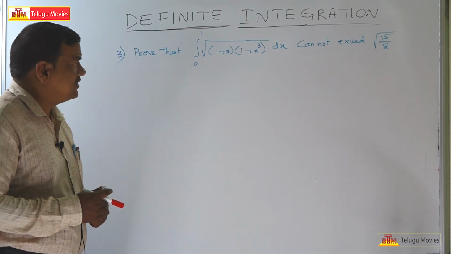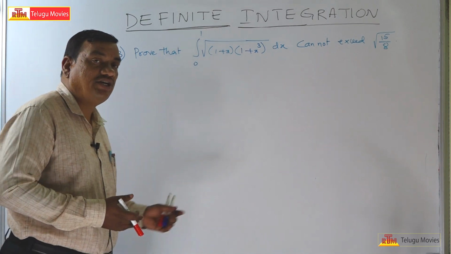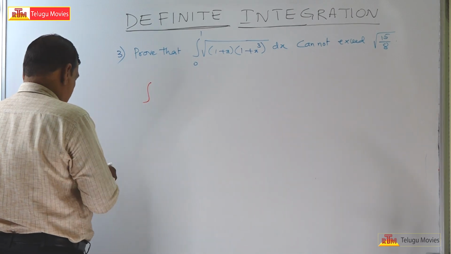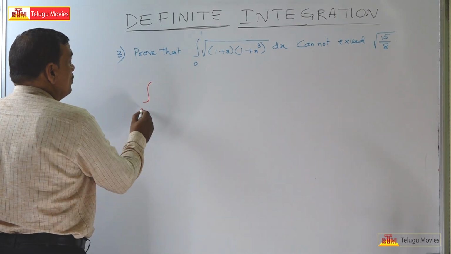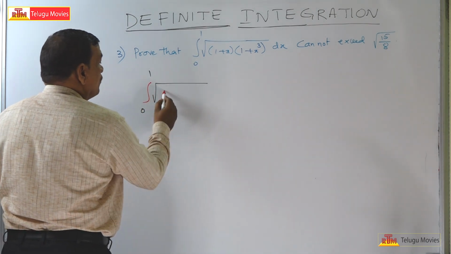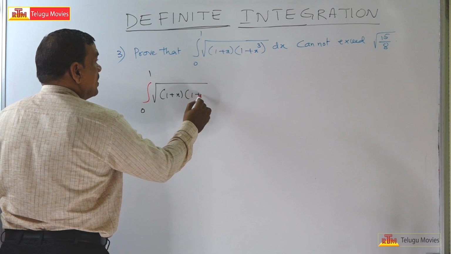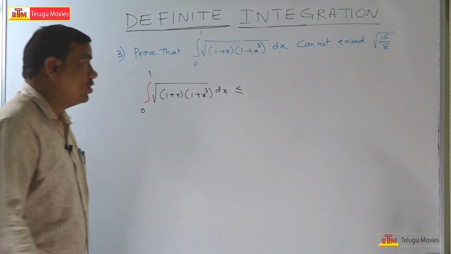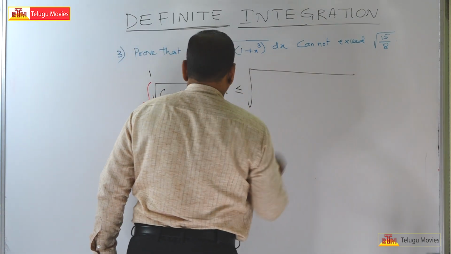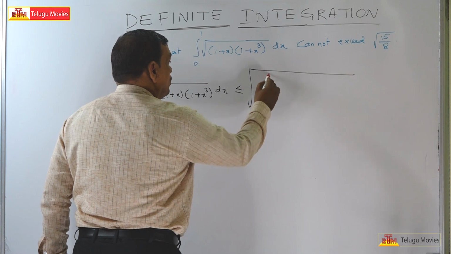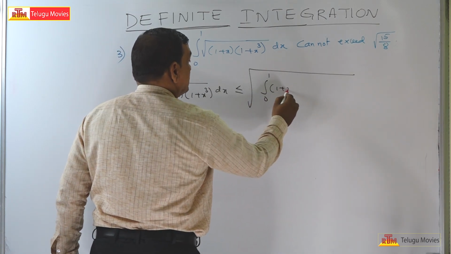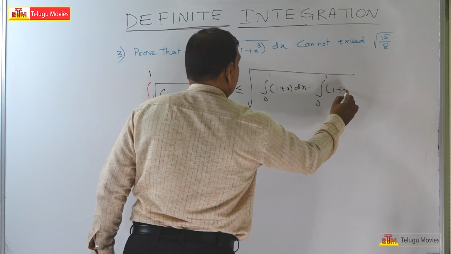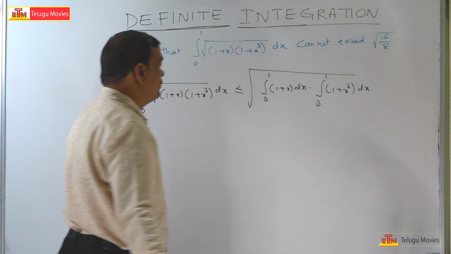For this, we have our result. We have the result, which I explained in yesterday's class. So, what is the result? We have that the integral from 0 to 1 of the square root of (1 plus x) into (1 plus x cube) dx is less than or equal to the square root of the integral from 0 to 1 of (1 plus x) dx into the integral from 0 to 1 of (1 plus x cube) dx. This is the result we have.